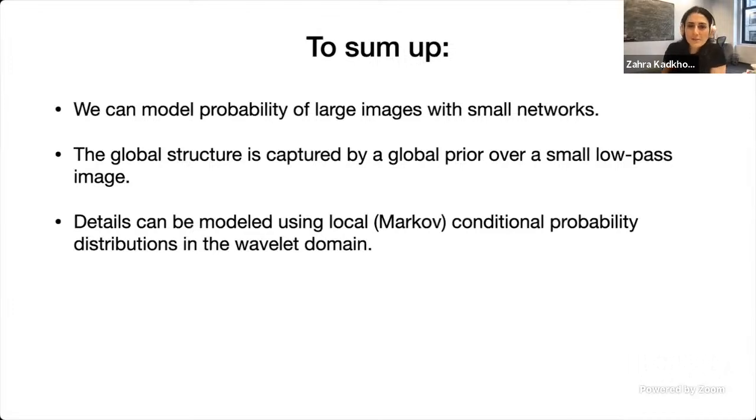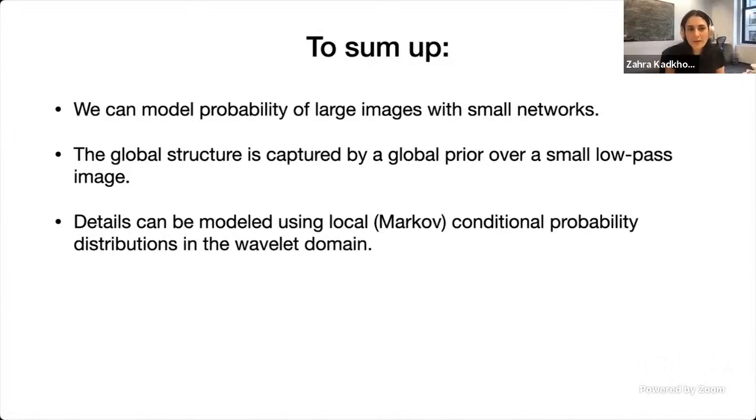All right, so to sum up the second part, we can model probability of large images with smaller networks. The global structure is captured by a global prior over a small low-pass image, and the details can be modeled using local Markov or Markov conditional probability distributions in the wavelet domain.